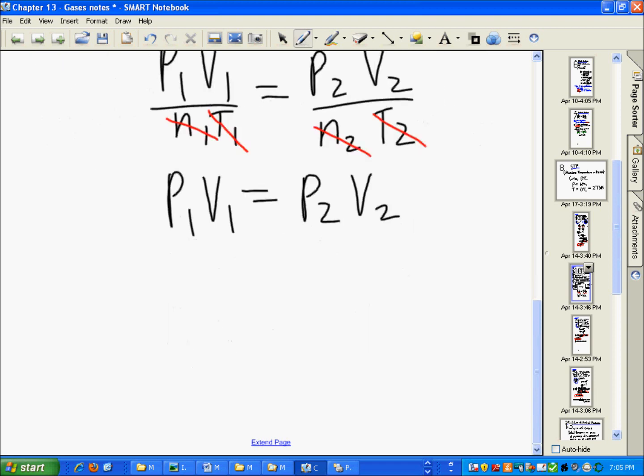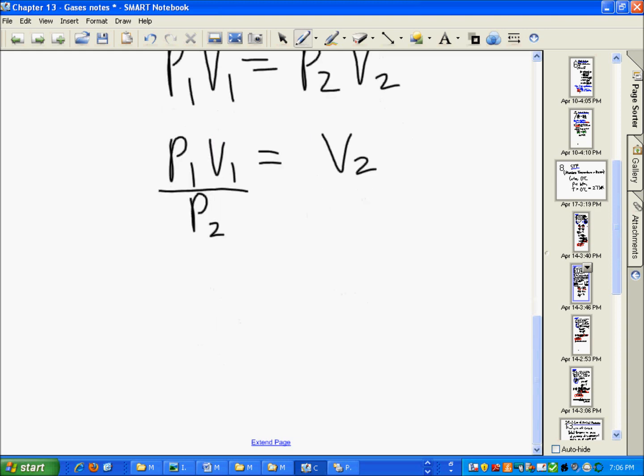We're trying to get V2. So what do we have to move to get V2? Just the P2. The P1V1 is okay where it is because it's already on the opposite side of the equal sign. So we just have to move the P2. And where's the P2 going to go? Top or bottom on the left side? Bottom. Because it was on the top on the right side, it's going to go to the bottom on the left. And I'm just going to rearrange it so that the V2 is on the left side.